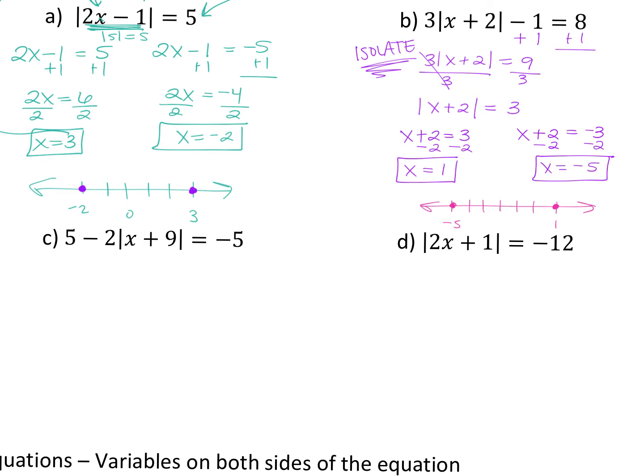Okay, here it is. You have to isolate first. So the first step in isolating is get rid of the 5. Okay, that's gone. Negative 2 times the absolute value of x plus 9 equals negative 5 minus 5, which is a negative 10. Then divide by a negative 2. Get that absolute value by itself. That is a 1. So you're left with the absolute value of x plus 9 equals 5. What do you do next?